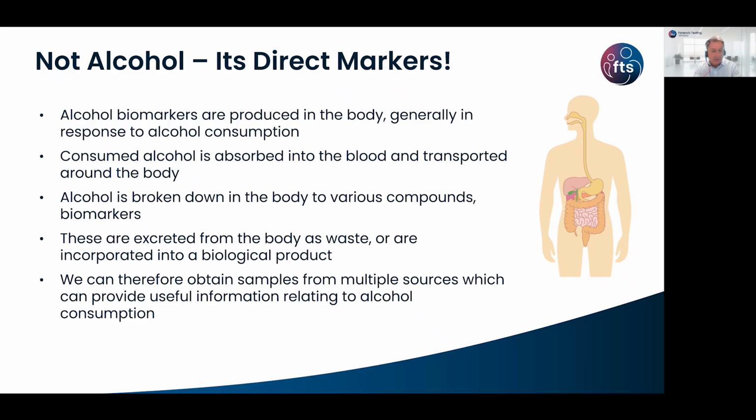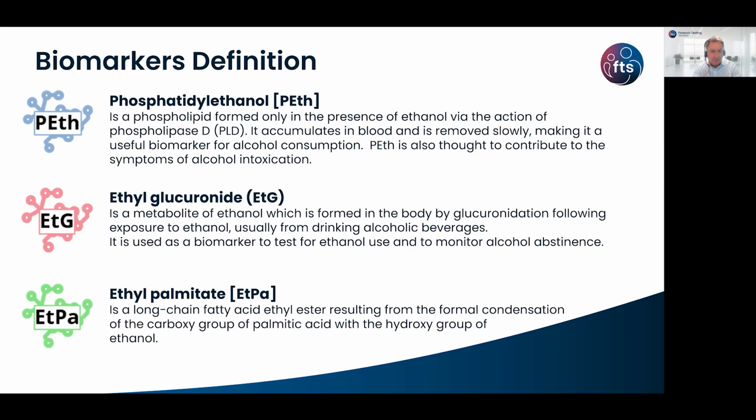So we can collect samples from multiple sources, and all these will give you varying levels of useful information. So it's important to know what sample types are available for you and what that actually means in terms of what that's going to give you from a balance of probabilities point of view. So got a couple of definitions here. Don't expect you to remember the actual long word.